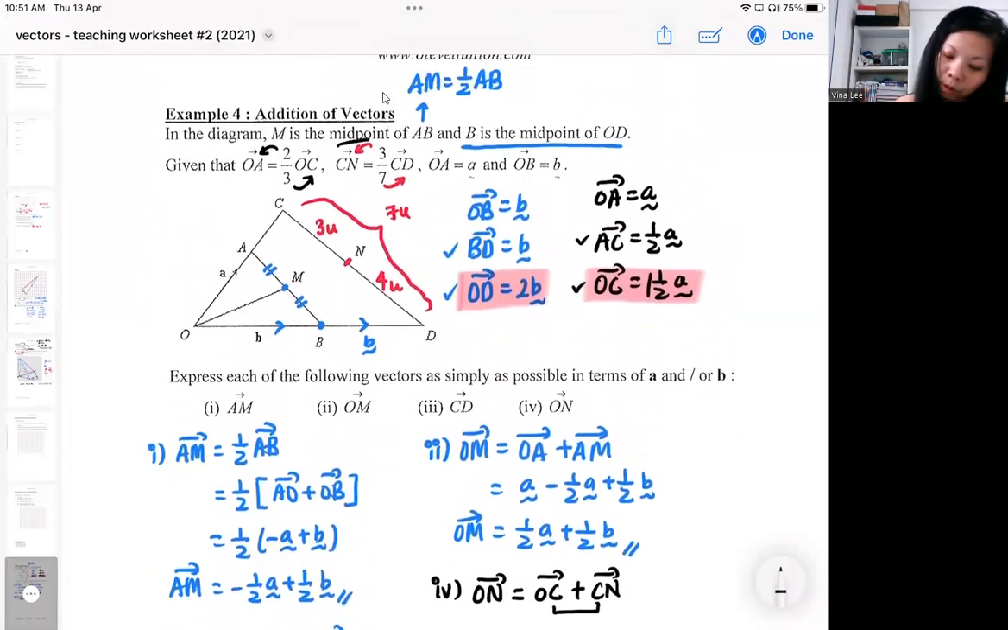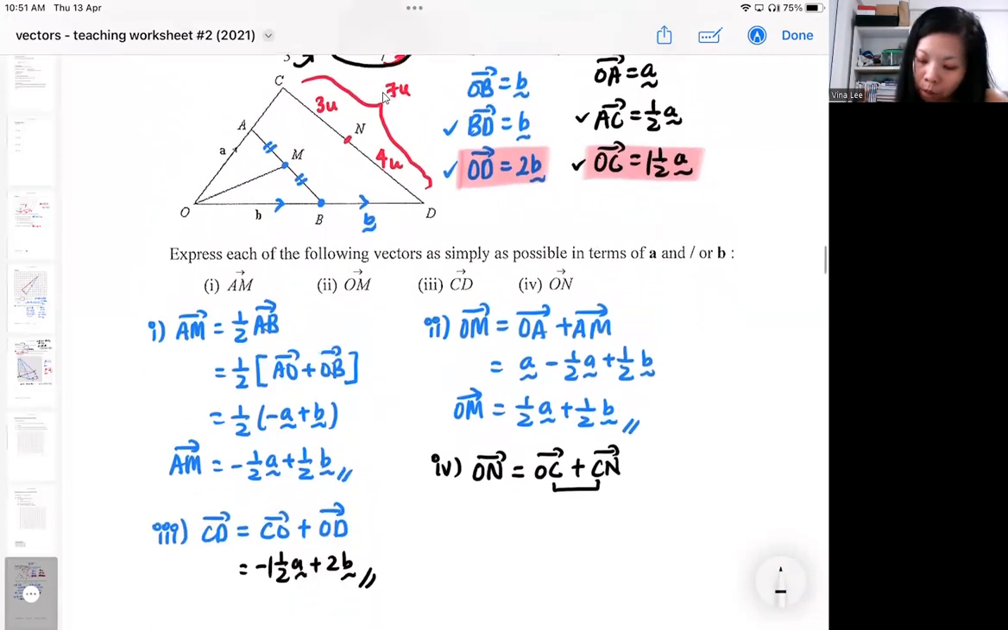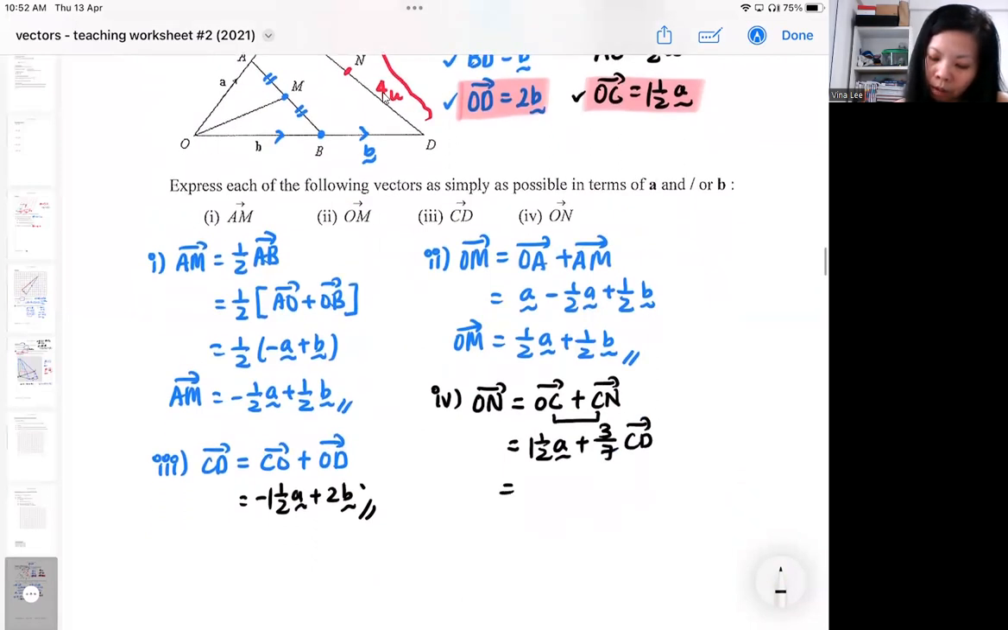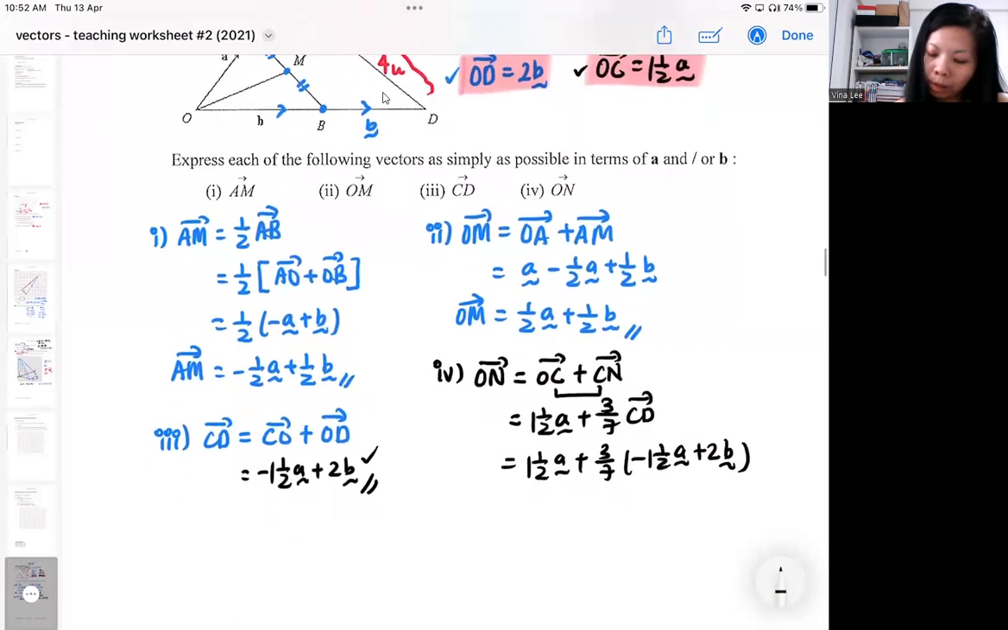So do you remember you got this part that you can use? So OC is 1.5 A. CN is 3/7 of CD. And you already gotten your CD on this part. So make use of your previous vectors. And you open up the bracket.